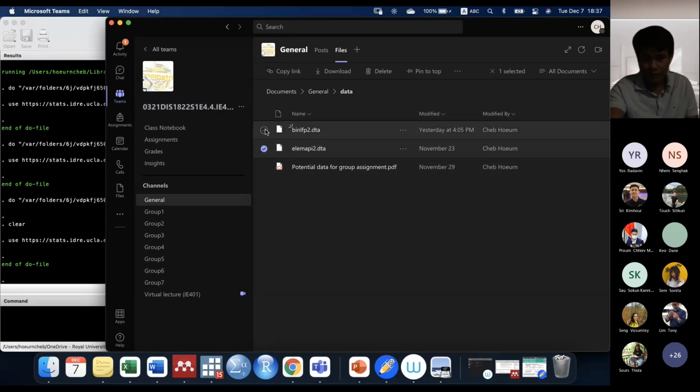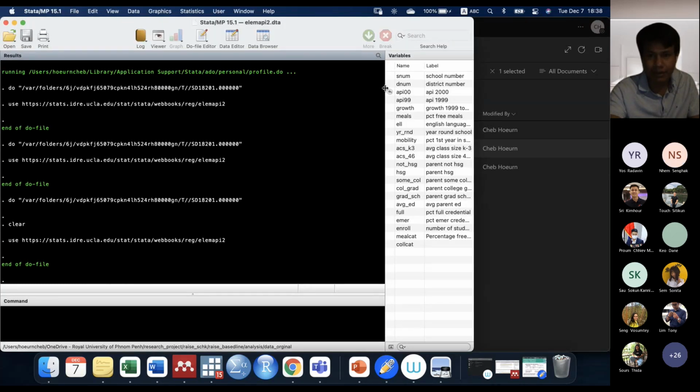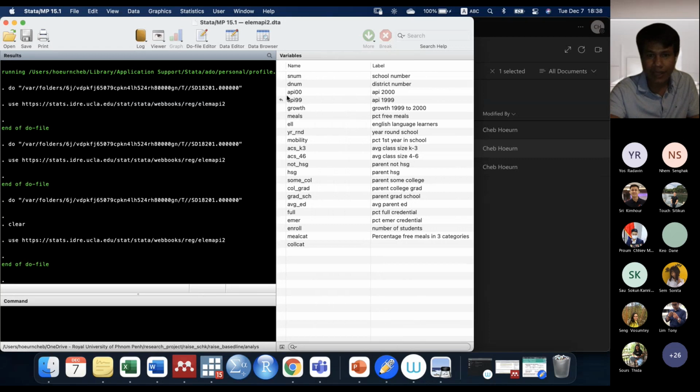This is for today, this is for next week. Only in the second dataset. Teacher, what does API stand for? You can have a look at this dataset. Have a look here, API00. Basically, this is the academic performance index, if I get it correctly. Yes, academic performance index or score. All right, thank you, sir.